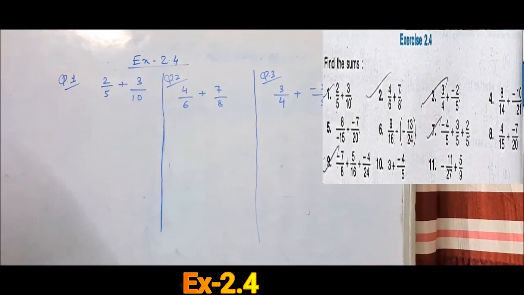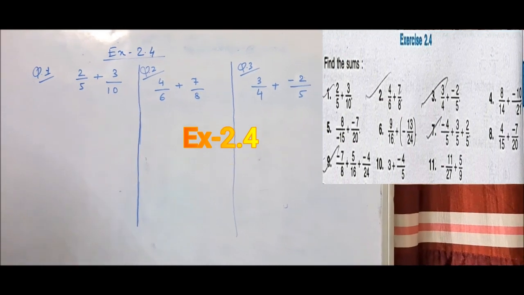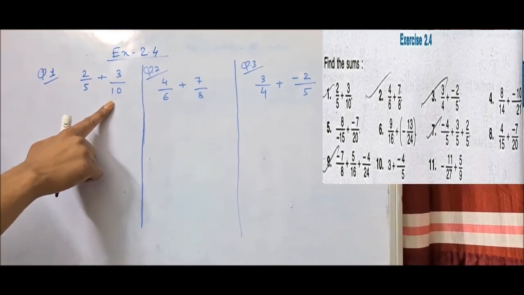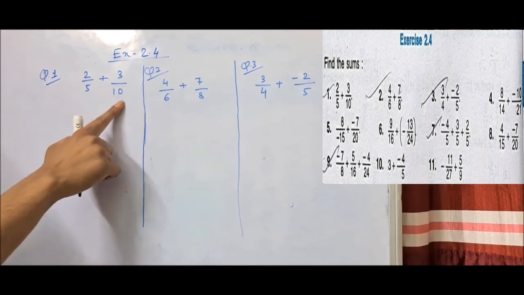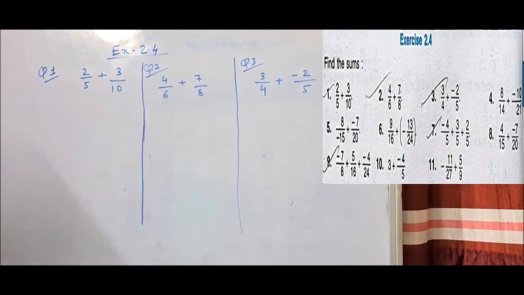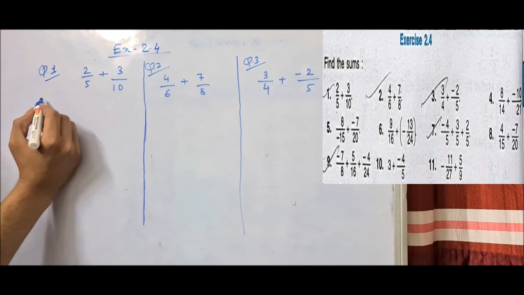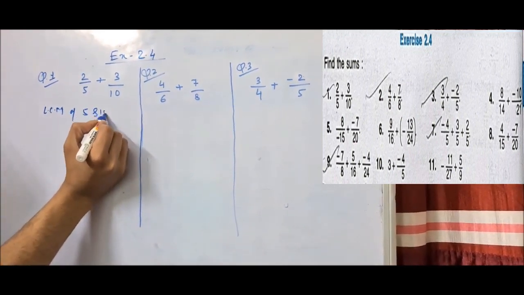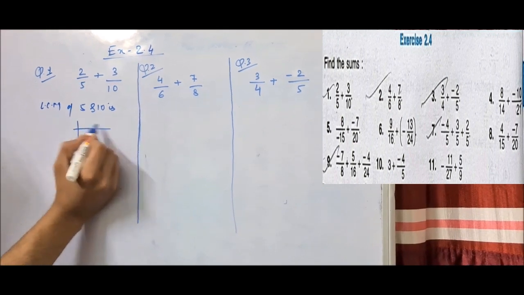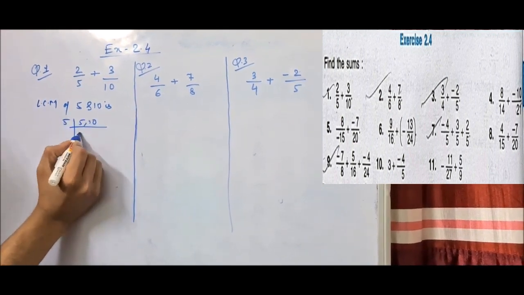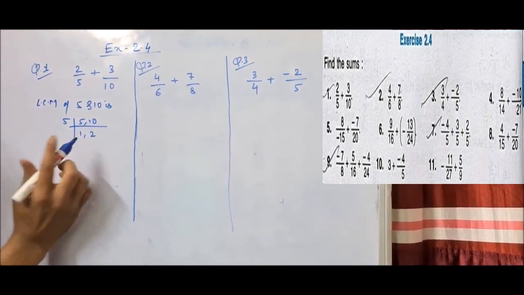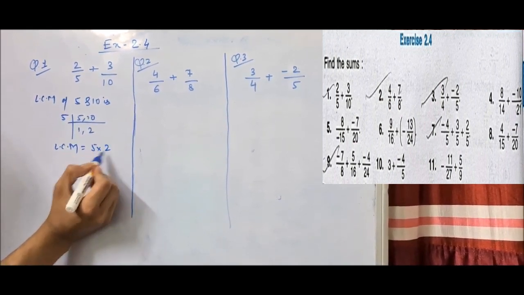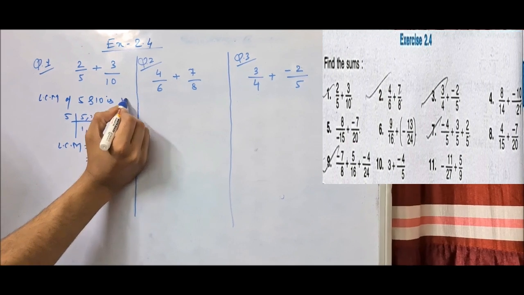Exercise 2.4, they are asking to find the sum of the given two rational numbers. You can find the sum, but before that you need to see whether the denominators are the same or not. Here you can see that the denominators are not the same. You can make them the same by taking their LCM. So first we will take out the LCM of 5 and 10. We will go ahead with the LCM process. 5 and 10, 5 ones are 5, 5 twos are 10. So what is the LCM? LCM will be equal to 5 into 2, and that is 10. So I got my LCM, that is 10.